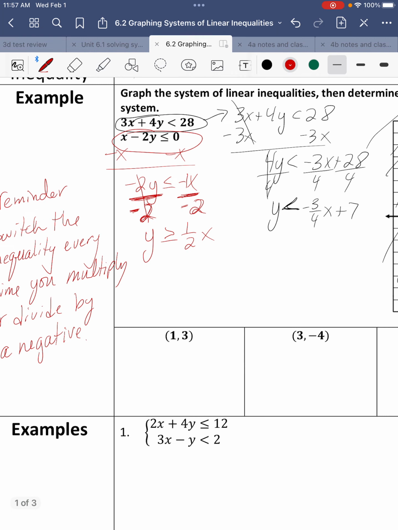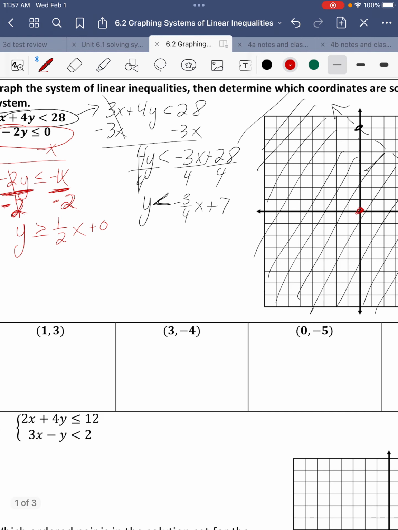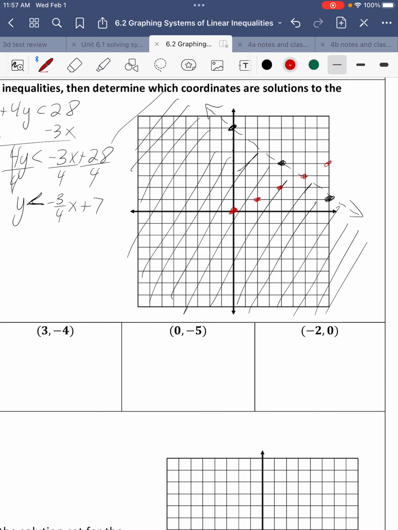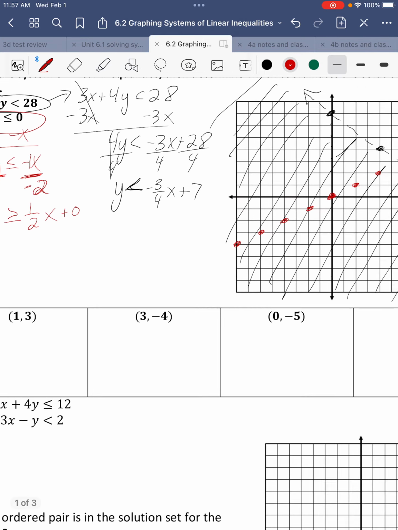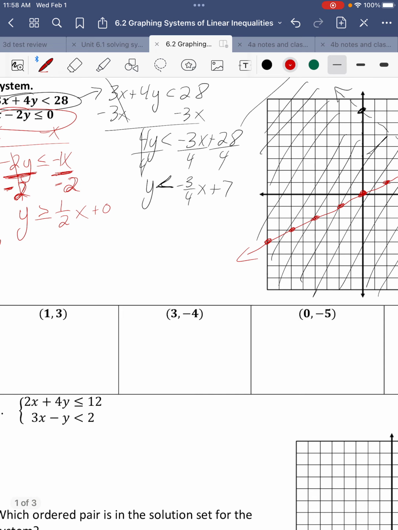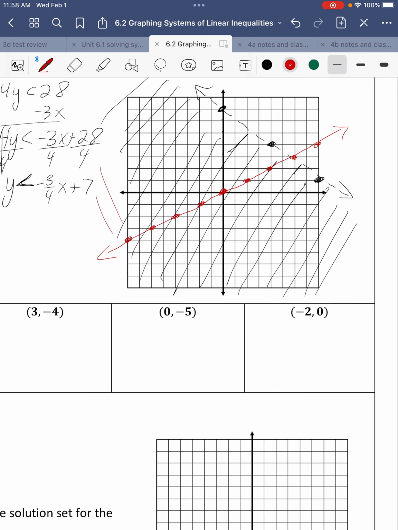So now the y-intercept here, there isn't one. Well, there actually is. It's plus 0, so 0. And then we're going to go up 1, right 2, up 1, right 2, up 1, right 2, and up 1, right 2. Instead of up and right, I'm going to go down and left. Down 1, left 2, down 1, left 2, down 1, left 2. It is equal to, so it is a solid line. And then we got to do shading. Shading greater than, so that's above the line.